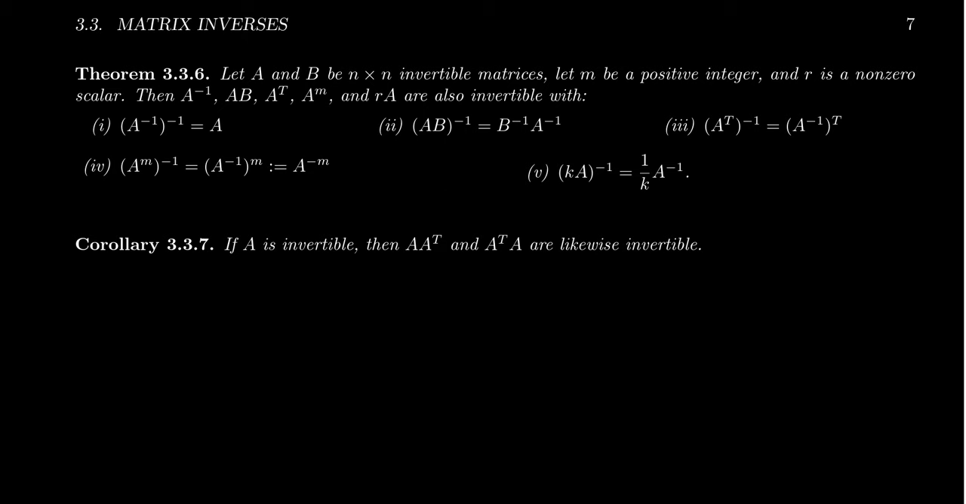And finally, if you take the scalar product of a matrix times some scalar K, I said R earlier, but we'll call that K, the inverse of K times A is going to equal 1 over K times A inverse. So you have to take the reciprocal of the scalar in this consideration. These are some nice properties of matrix operations. A corollary of that is that if matrix A is invertible, then A times A transpose and A transpose times A will likewise be invertible matrices. This is a fact we're going to use much later in the semester when we talk about the least squares problem, that the non-singularity of A implies the non-singularity of these products, A A transpose and A transpose A.